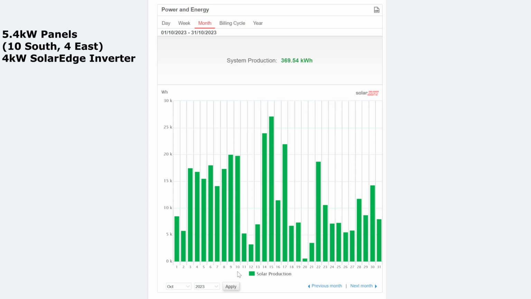Obviously, the first 10 days of the month, the first couple of days was still bad, left over from the end of September. But after that, we did have a week of fairly good weather, with the averages being 18, 17, 19 a day, which is pretty good, really, for October. But all in all, 369, if I divide that by 31, I get 11.9 kilowatt hours per day average for the month.